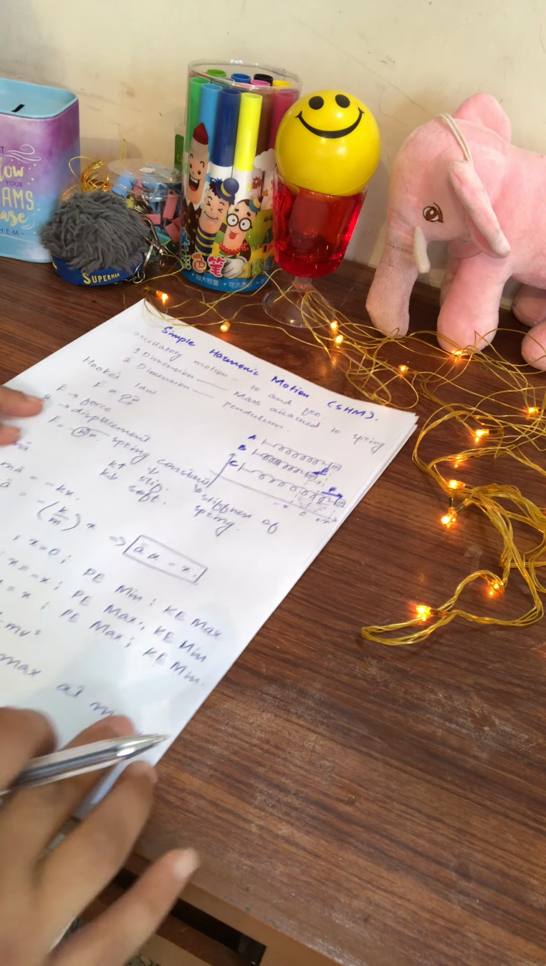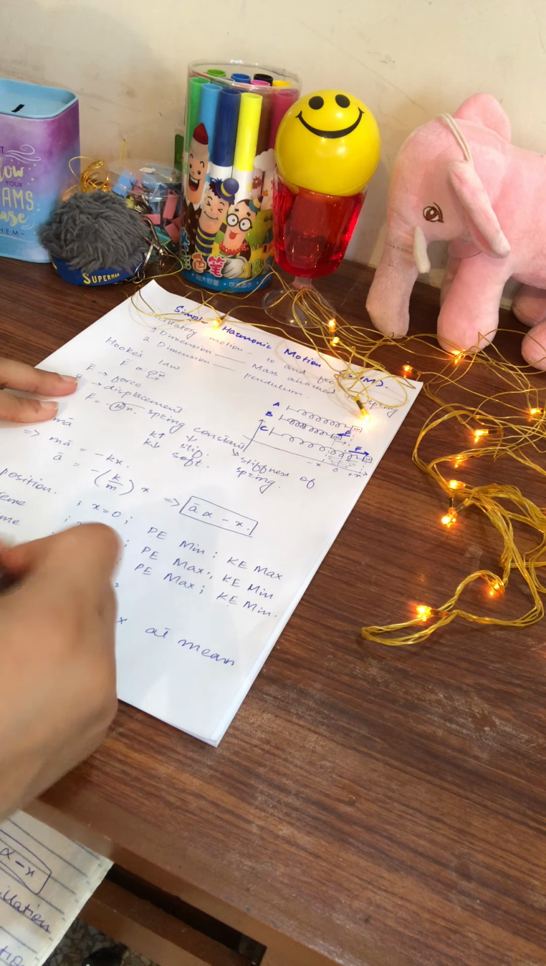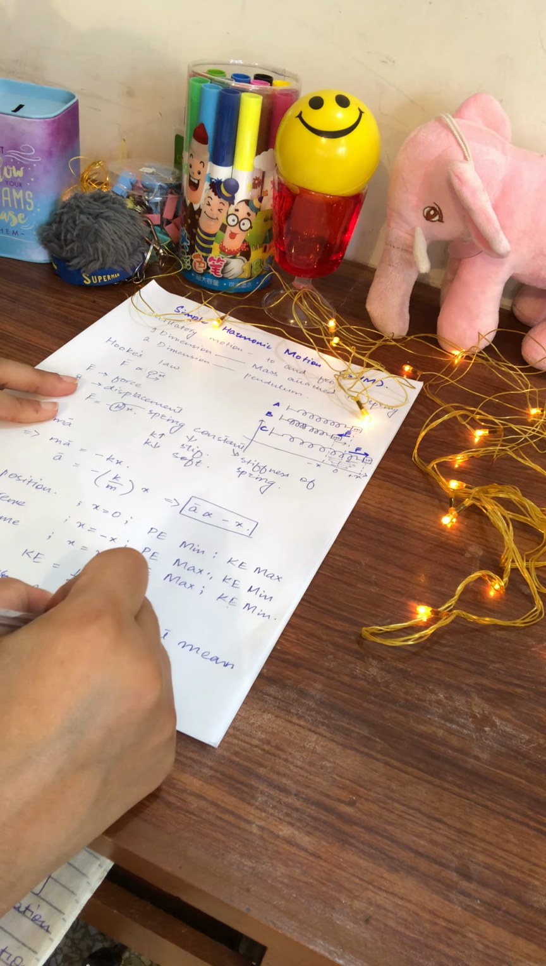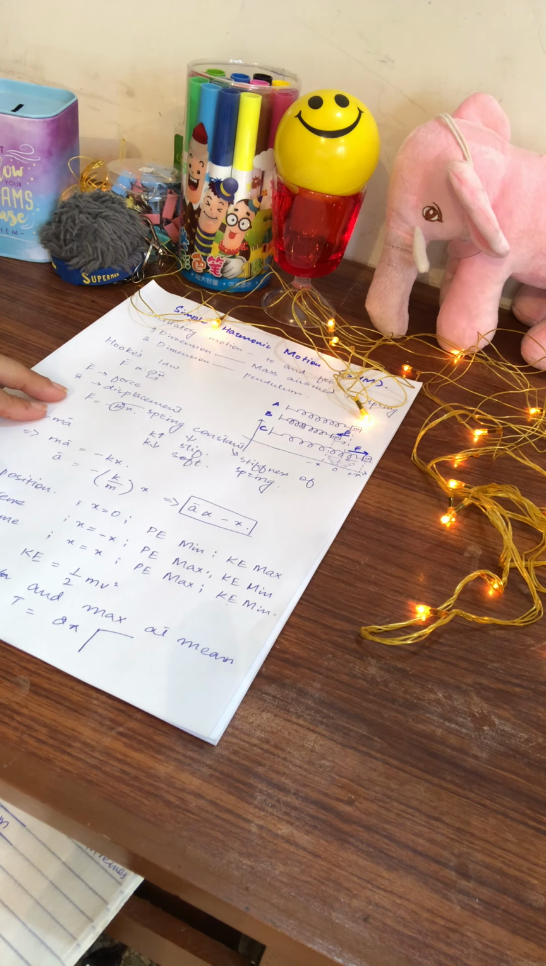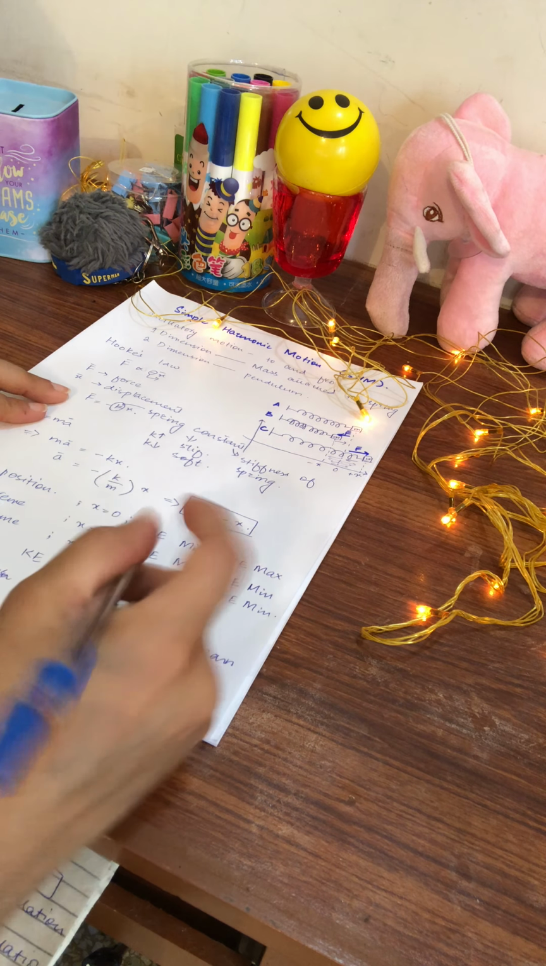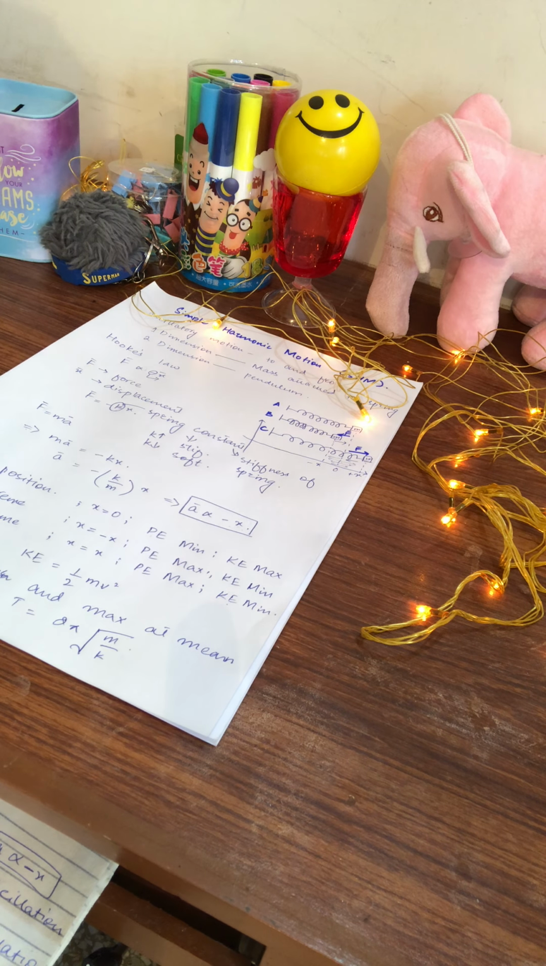And in this case the time period T is equal to 2 pi square root of m upon k. So it is a simple harmonic motion.